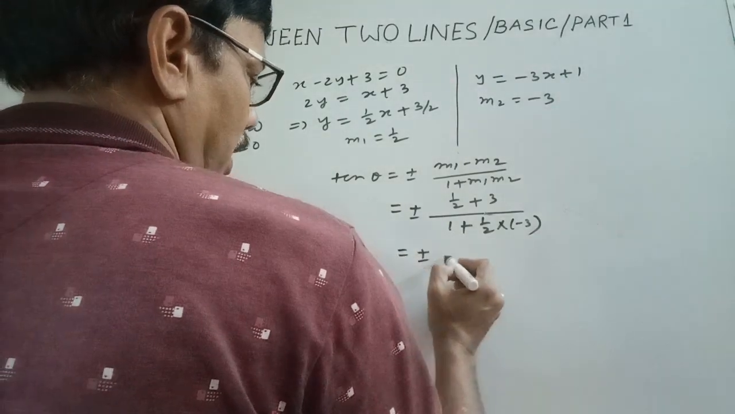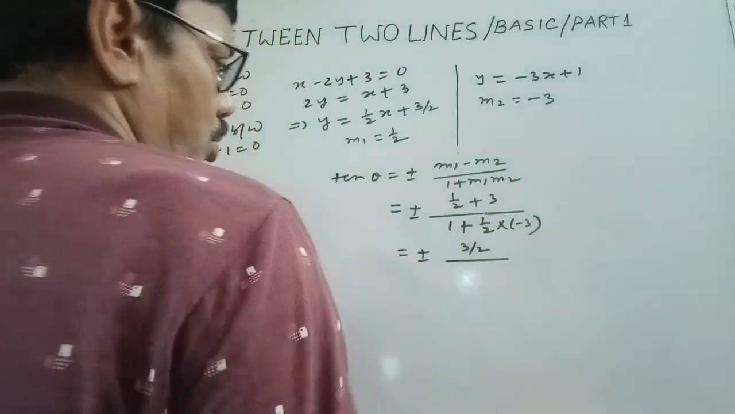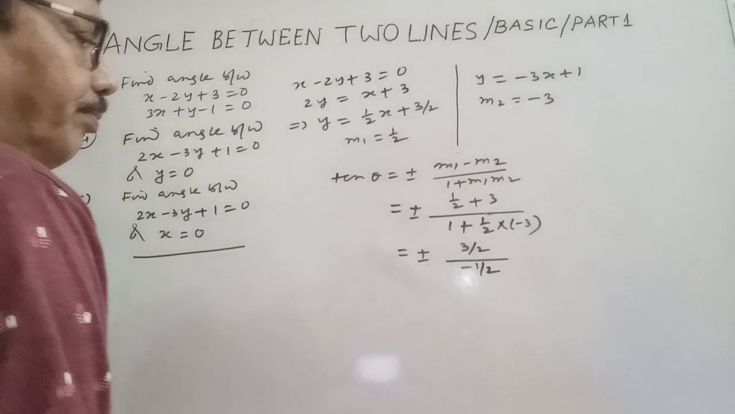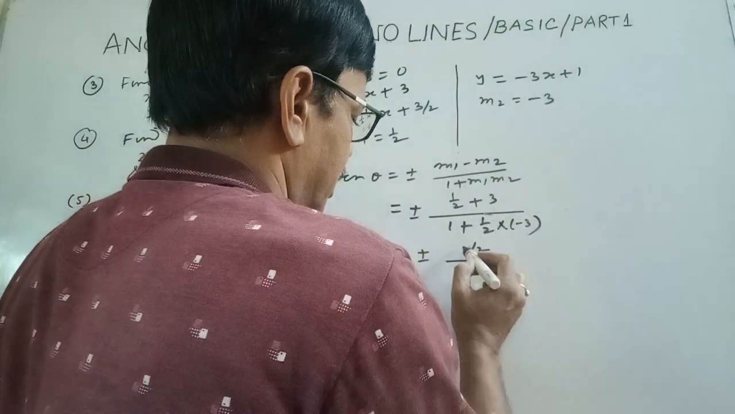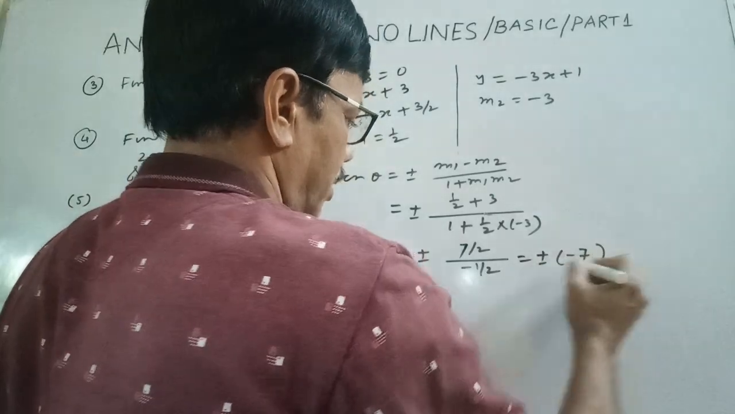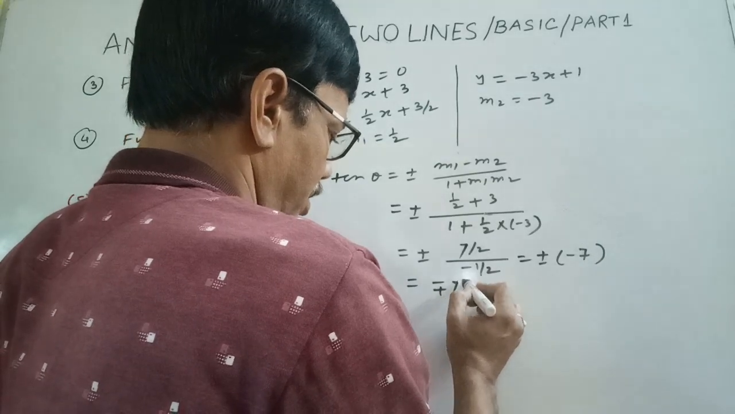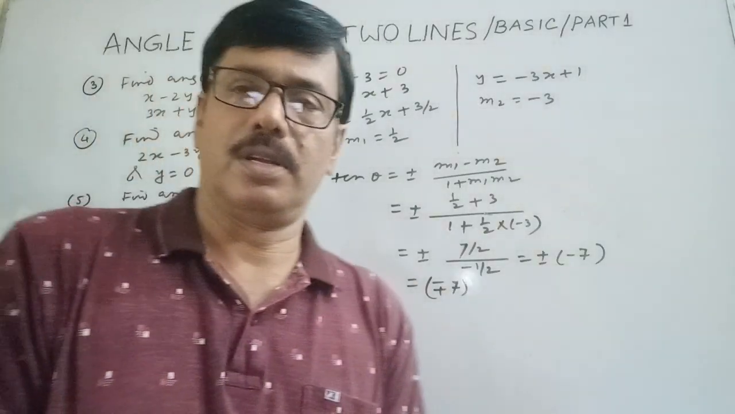So this is plus minus 3 by 2. So 1 minus 3 by 2, this is minus half. This is 1 plus 3 by 2, that is 7 by 2. So plus minus minus 7, that is, you can write minus plus 7. You are getting two cases.